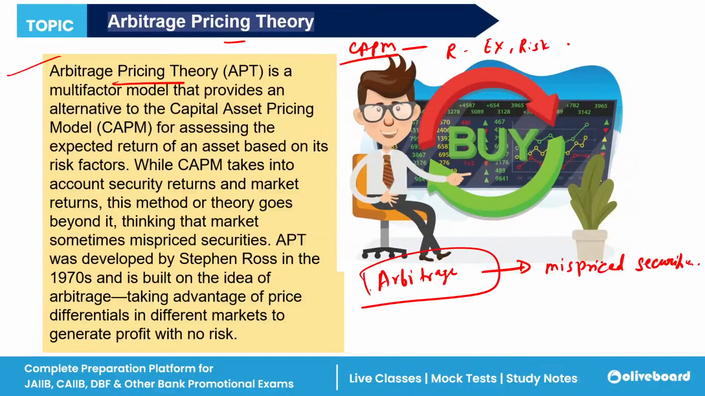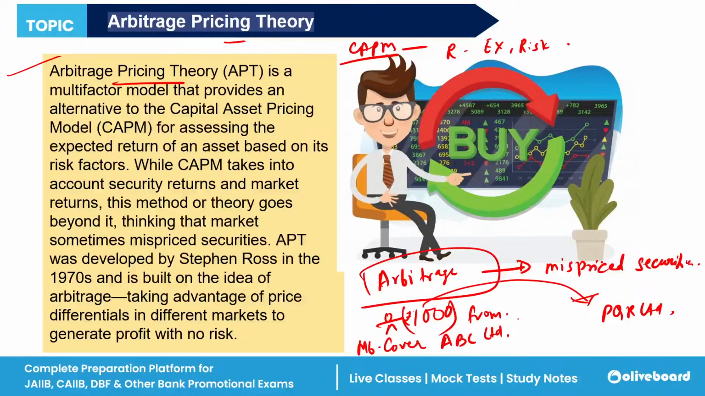Okay, let's have a very basic example. Suppose I have purchased goods for rupees 1000 from ABC Limited. Let's take the example of a mobile cover. Now I have purchased this. Now I am selling the same mobile cover to another shop, PQR Limited. Simultaneously, I know that the price of a mobile cover in this particular shop is rupees 1200.